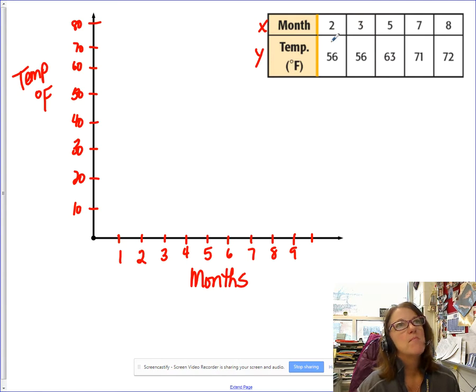Okay, here we go. Month 2, I get a data point of 56. So here's where 50 is, and 56 is going to be just on the high side of the middle, between 50 and 60. Month 3 has the same temperature value. So as I put that on here, it'll be at the same level, and go ahead and connect those.